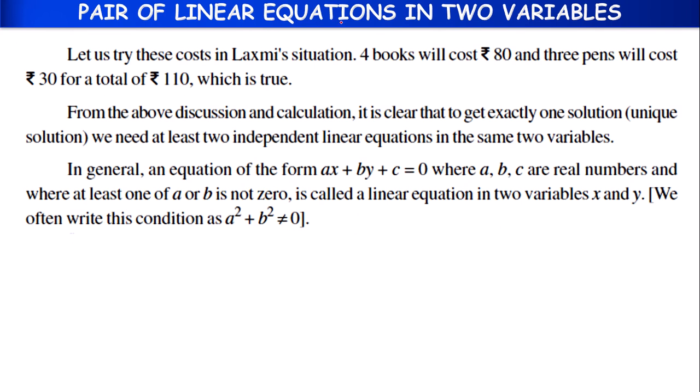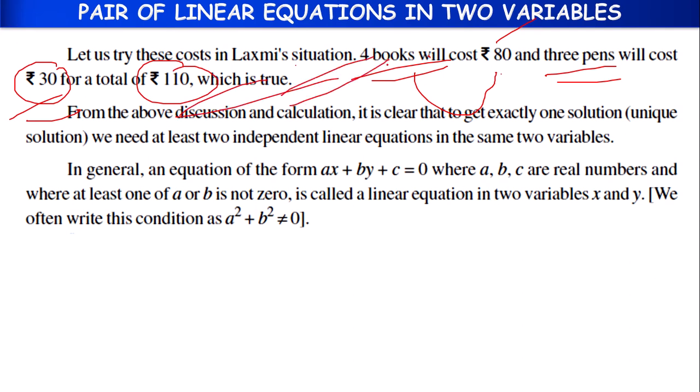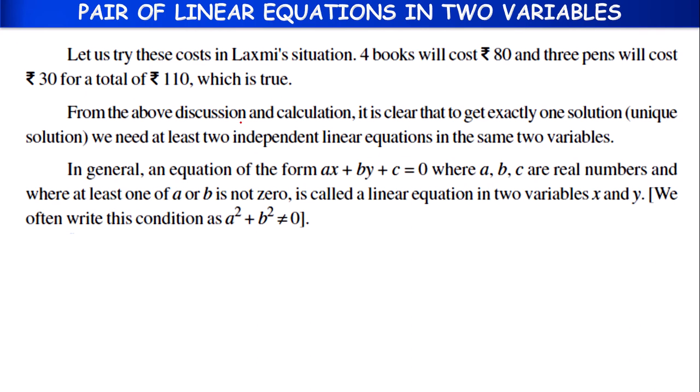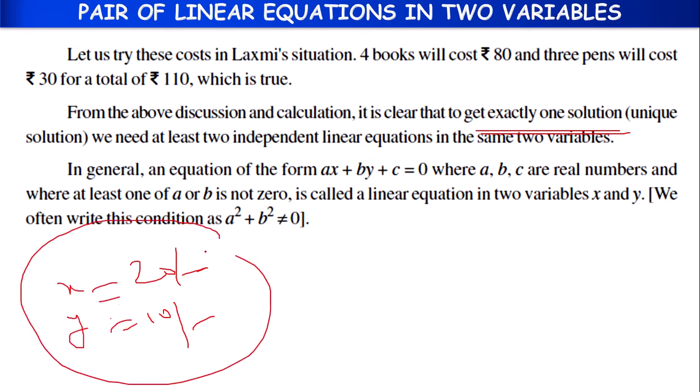Let's apply this to Lakshmi's situation. She has bought 4 books, 4 into 20, 80 rupees, and 3 pens, 3 into 10, 30 rupees. So 80 plus 30 is 110 rupees, which is true. So we are getting exactly one solution: the cost of a book is 20 rupees and the cost of a pen is 10 rupees. For 2 variables, we have got a unique solution.